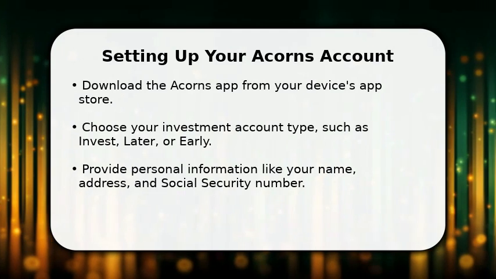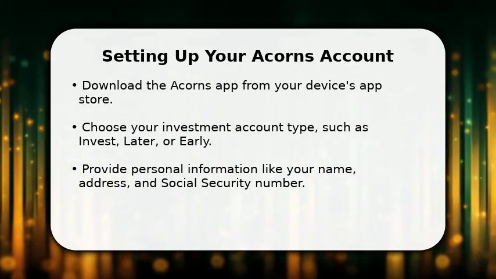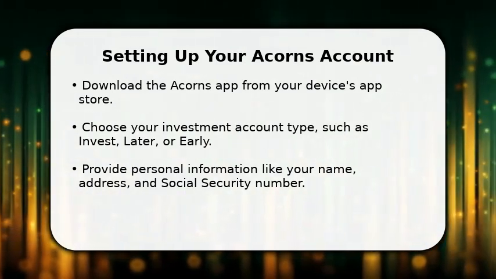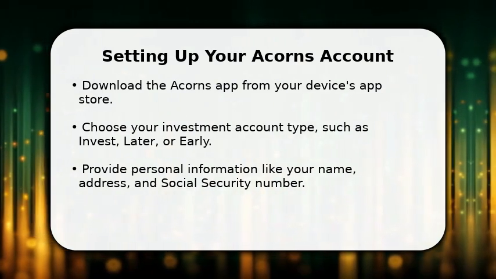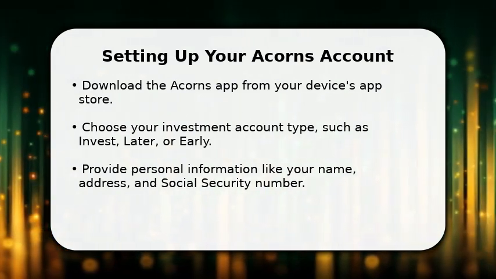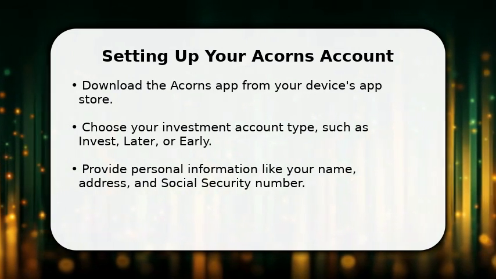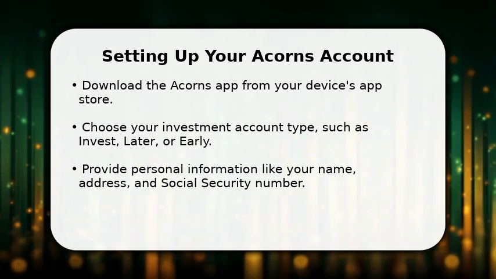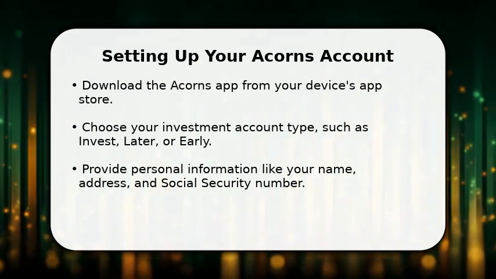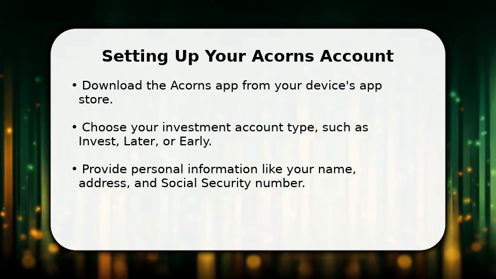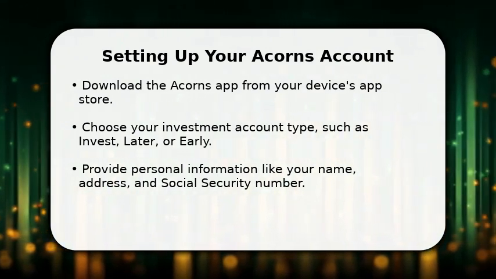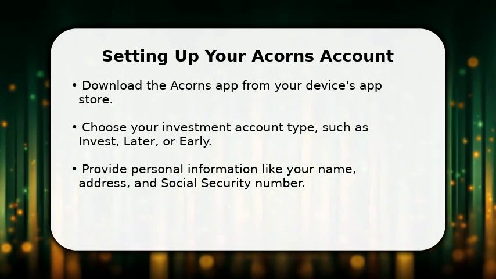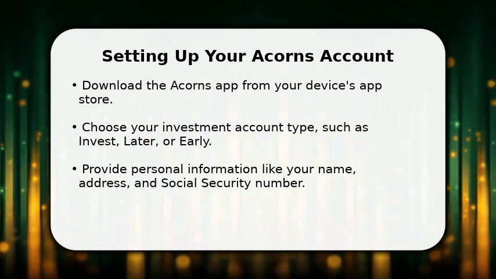In this video, I will explain how to set up Acorns. First, download the Acorns app from your preferred app store. Once installed, you will choose the type of investment account that best suits your financial goals, whether it's for general investing, retirement, or even for your children. Next, you'll provide some basic personal details, including your name and address. Finally, link a funding source, like your checking account, to begin your investment journey.